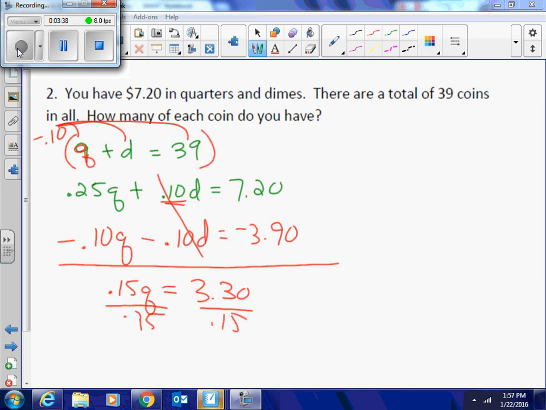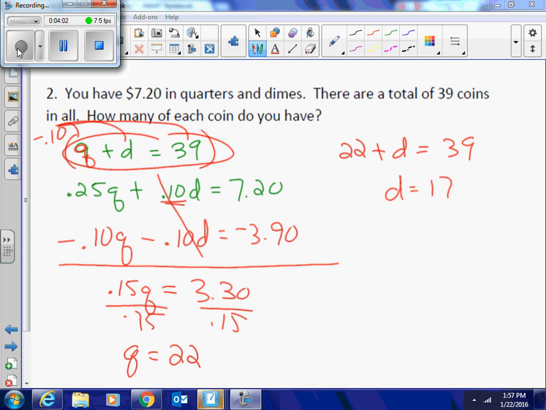And it appears my number of quarters is equal to 22. Now that I know my number of quarters, I can go into the easy equation, plug in the 22 plus my unknown number of dimes, and know that it needs to add up to 39. Subtract 22 from both sides, and we discover that D is equal to 17.